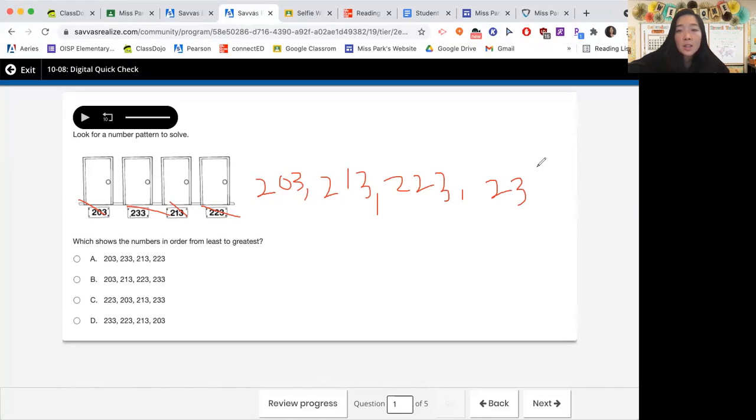Now let's look at the tens place. 0, 1, 2, 3. So it looks like the rule is adding 10, but for this question, it's asking us just to put them from least to greatest. So it's not going to be C or D because the biggest would be 233, 223. That's too big. So 203 and then 213, 223, and 233.